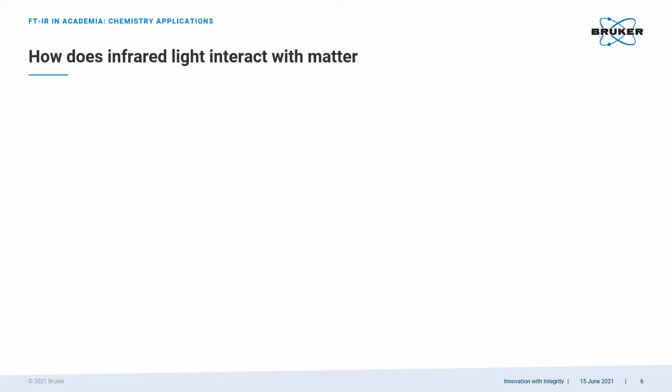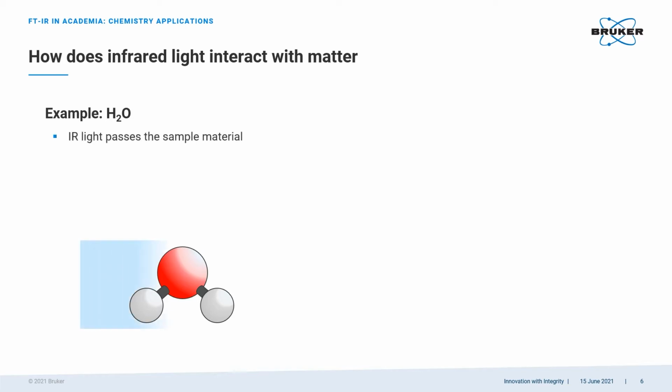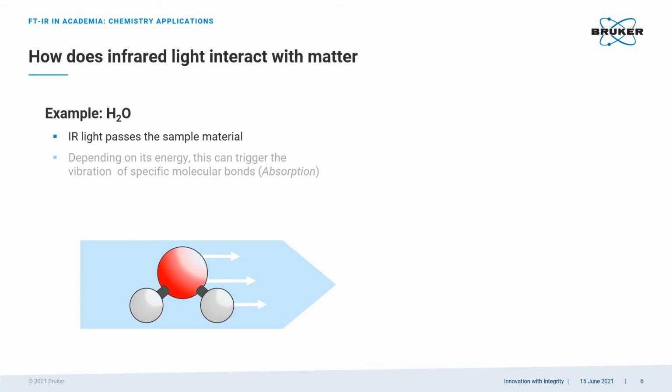Now that we know about infrared light, this brings us to our second question. How does infrared light interact with matter? In IR spectroscopy, we want to use IR light to study and characterize materials. Let's look at a simple molecule and take H2O as an example. We take IR light, direct it onto the water sample and let it pass the material. And by doing that, the IR light can trigger certain kind of vibrations in specific bonds in the molecule. This process is called absorption.